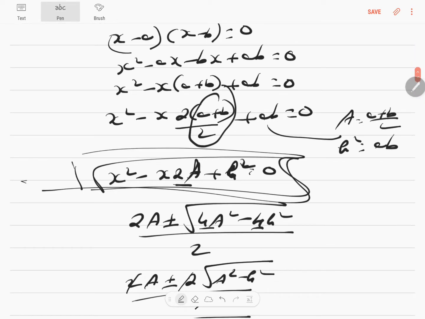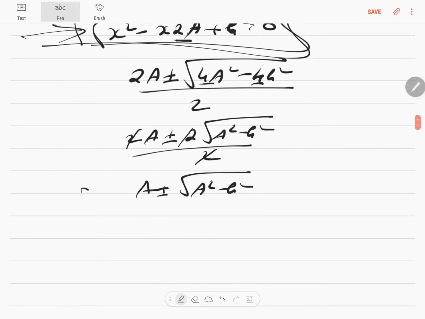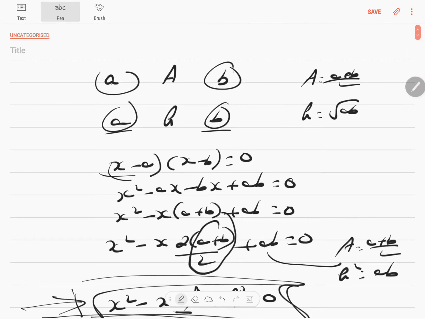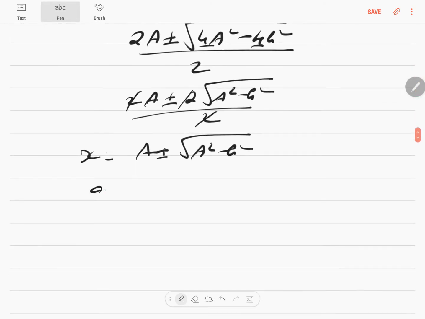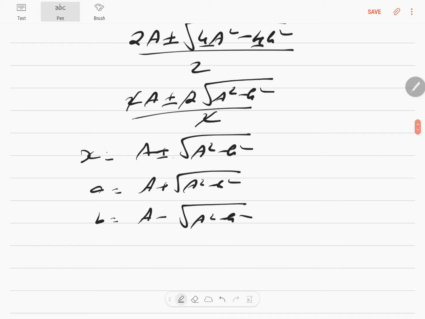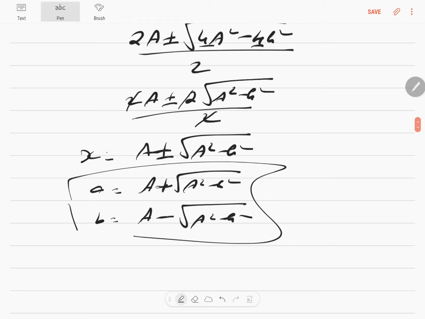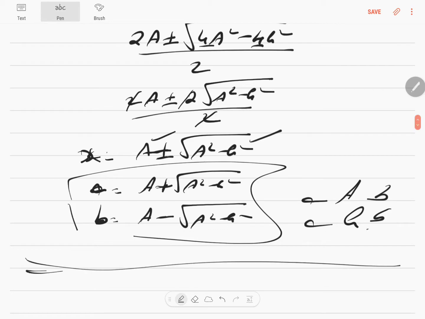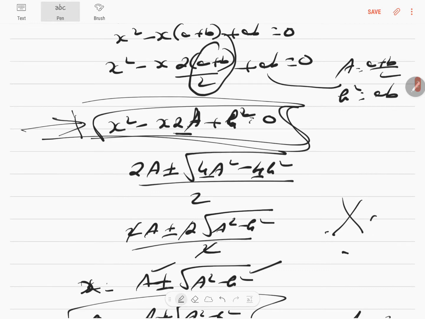When I solve this quadratic equation, I am getting the x value. And you know that x is nothing but a and x is nothing but b. Therefore, small a is A plus root of A square minus G square, and small b is A minus root of A square minus G square. The plus is one answer, minus is another. Thus, if you know the arithmetic mean and geometric mean, you can find a and b, the two numbers on either side. This derivation is very, very important. Just write it down at least 3 times and become very clear.